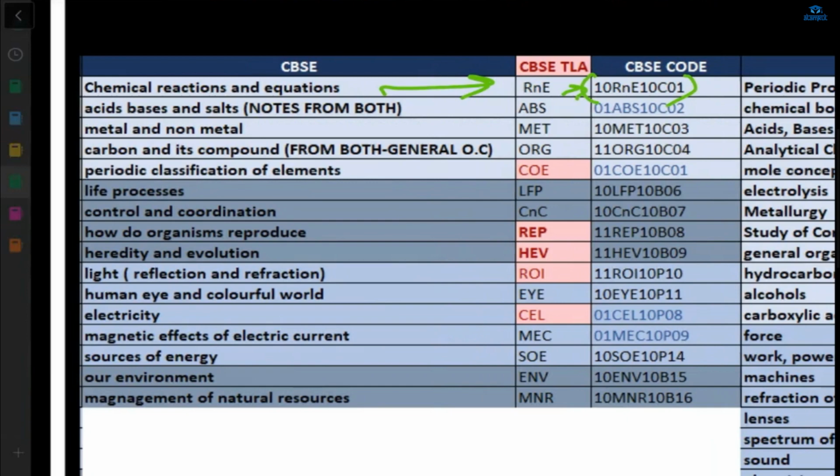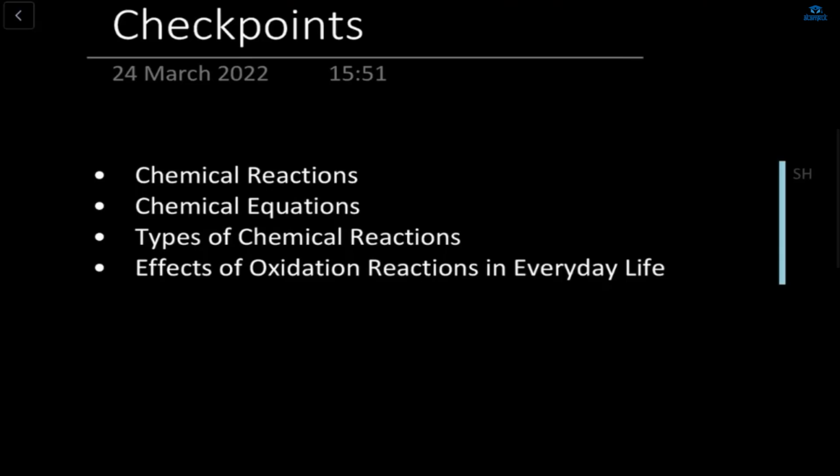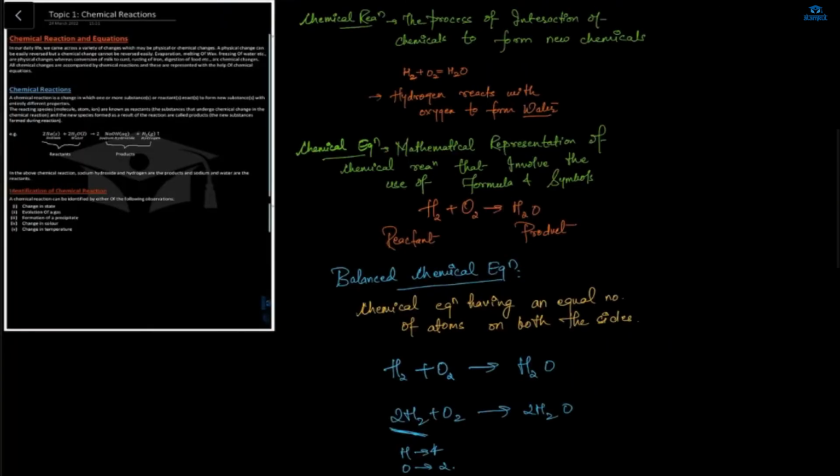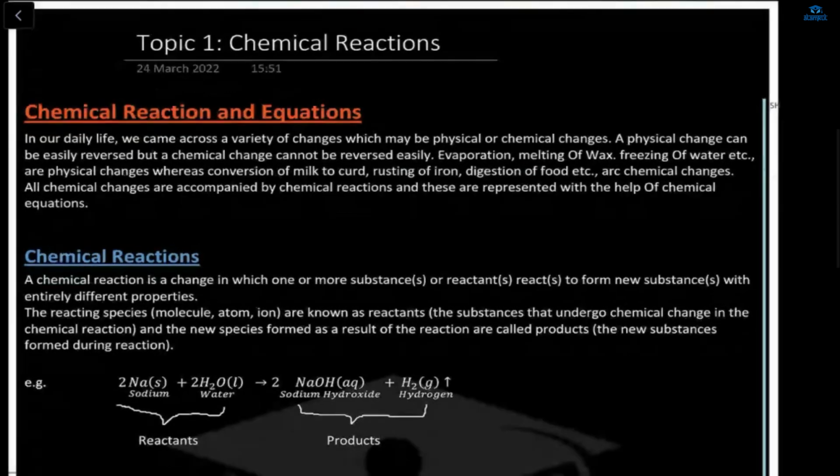Okay. Now we will see some checkpoints. In this chapter, we will discuss these four topics: chemical reactions, equations, types of chemical reactions, and the effects of oxidation reactions in our daily life. Okay, so now we will start from the very first topic, which is chemical reaction.